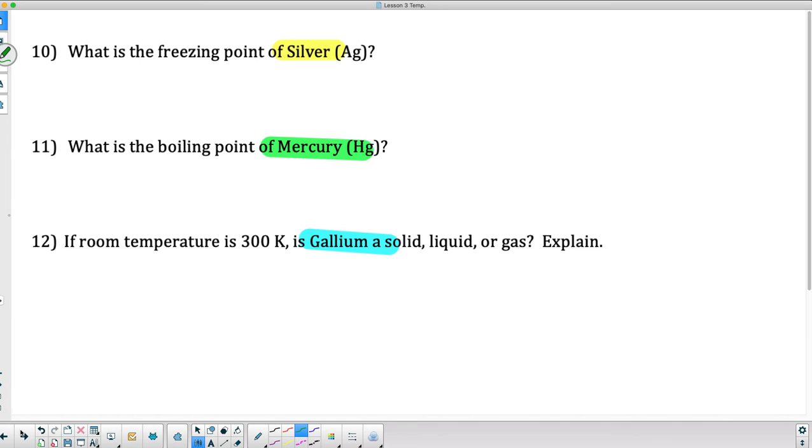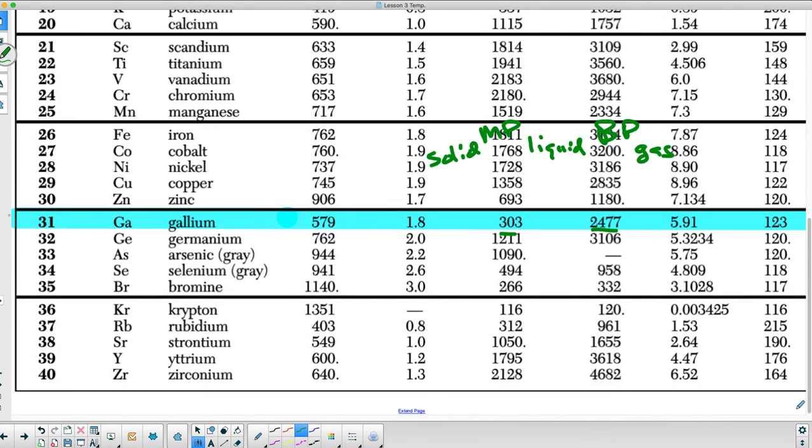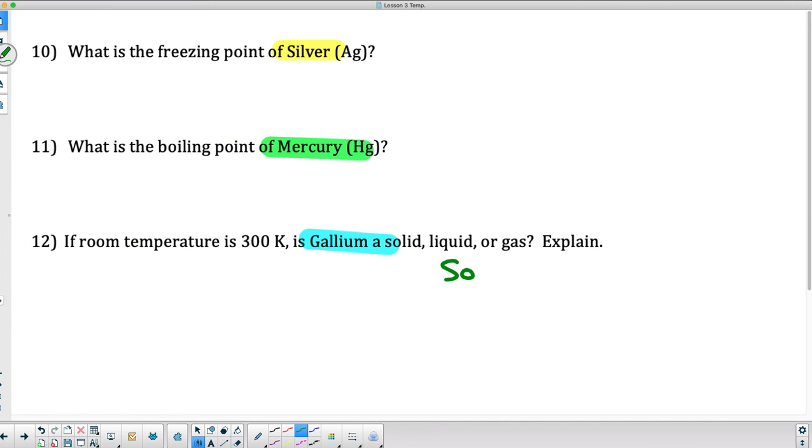So this says gallium at 300 Kelvin. So what's gallium at 300 Kelvin? 303 means from 303 to 2477 would be a liquid. So here what we have is gallium on this side, which means that gallium in this case is a solid, because anything above 303 would be a liquid or a gas. Okay? So solid is what we have.